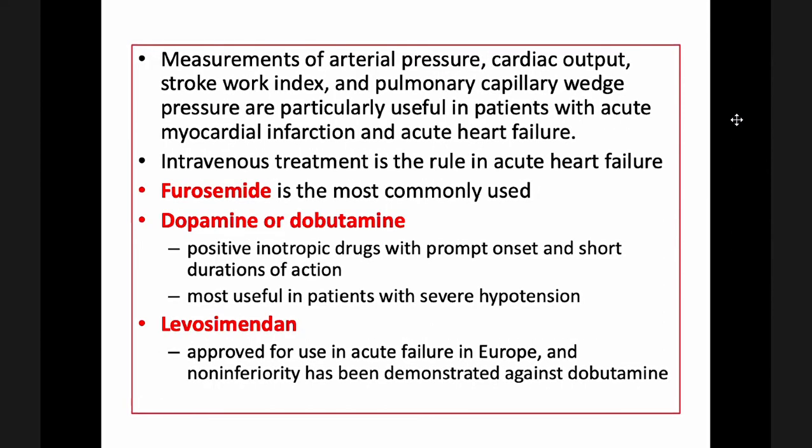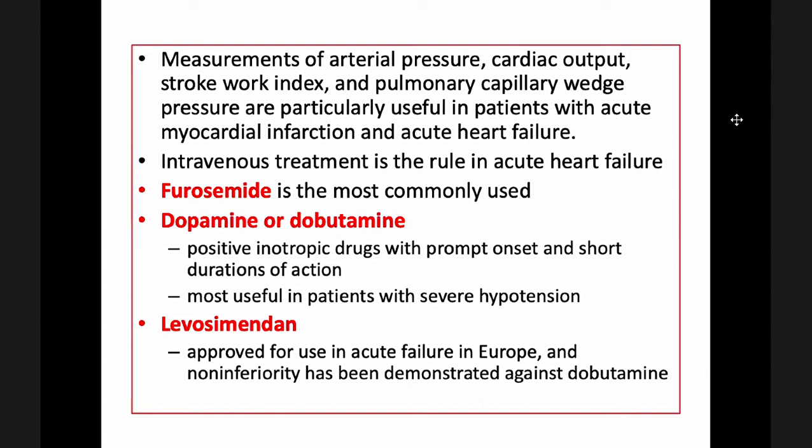There may be myocardial stunning. So measurements of arterial pressure, cardiac output, stroke work index, as well as the PC wedge pressure are particularly useful in patients with acute myocardial infarction and acute heart failure. You can give intravenous treatment here. You may give a diuretic, which is the most commonly used. You may also use dopamine or dobutamine because these drugs have positive inotropic effects. They have a prompt onset as well as a short duration of action, and are useful also in patients who are severely hypotensive, especially dopamine.